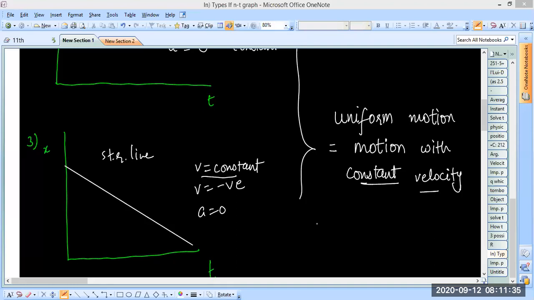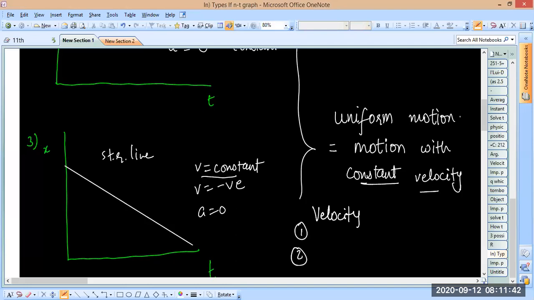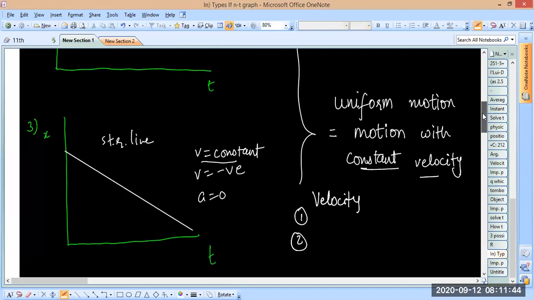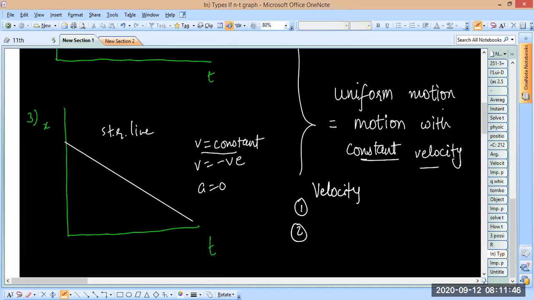I hope you remember that velocity is a vector. So it has two parts. Which two? Velocity has two parts. Which two? Answer it. Come on. What are the two parts? That's right. Magnitude and direction. Right? Okay. What is this magnitude called?